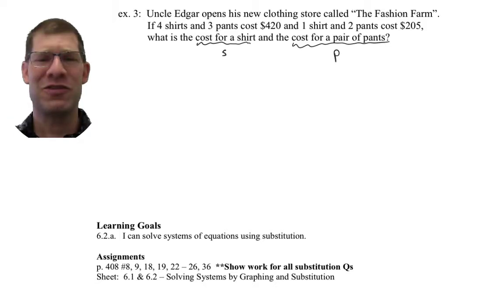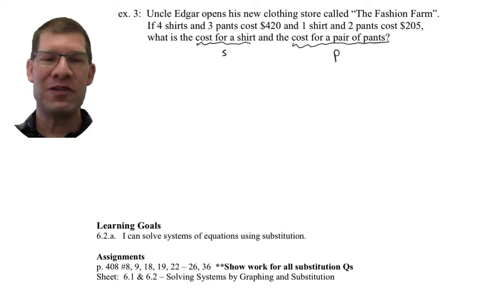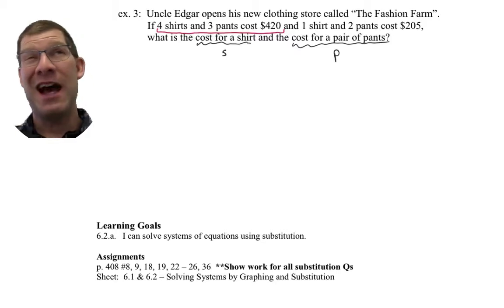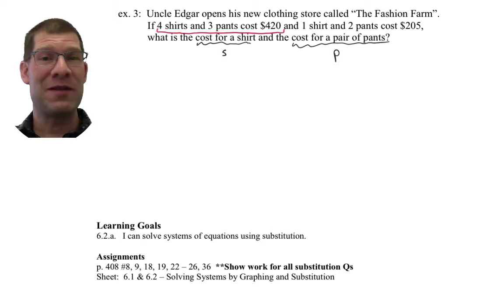All right, so our 2 equations are going to come from these 2 lines here. 4 shirts and 3 pants cost $420. Well, 4 shirts, if each shirt was $10, it'd be $40. So we're just going to do 4 times the cost per shirt. Well, if the cost per shirt is this S right here, we could just do 4S for that part. So 4S is going to be the total cost for shirts. And 3 pants, so that'll be 3P.